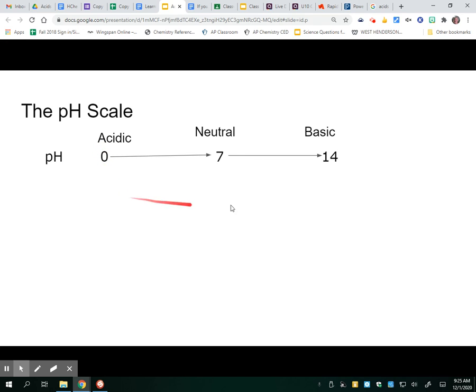And so pHs at these extremes are going to be very harmful to you if you were to spill them on your skin. And if you were to spill them, we would want to neutralize them. But we'll talk more about that in a later lesson.